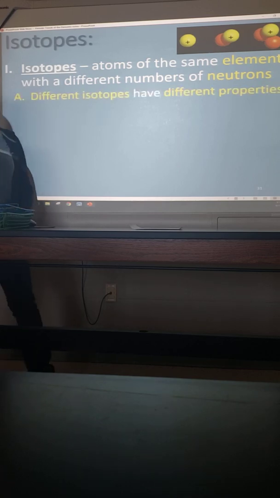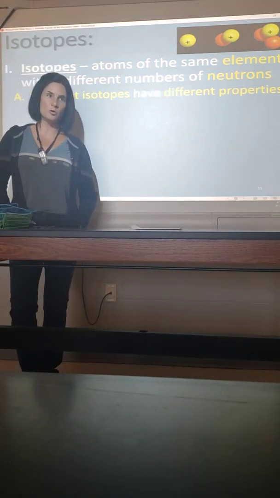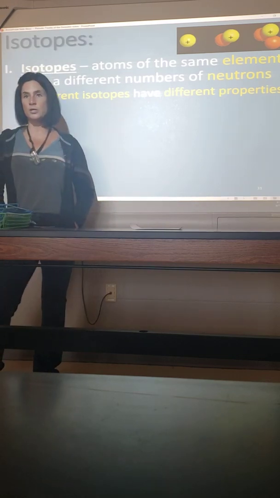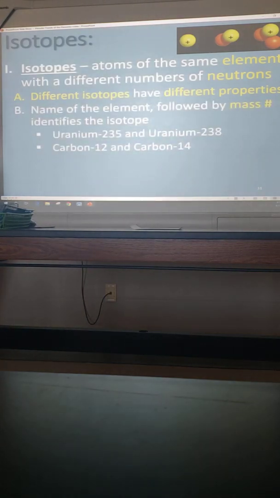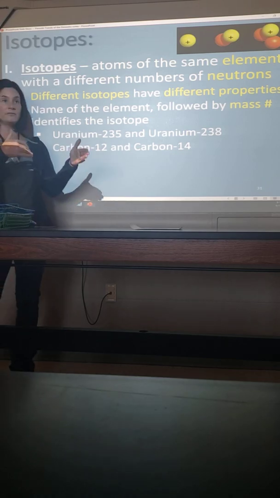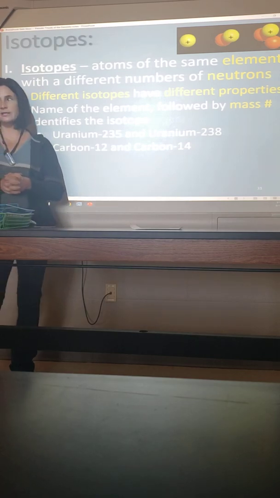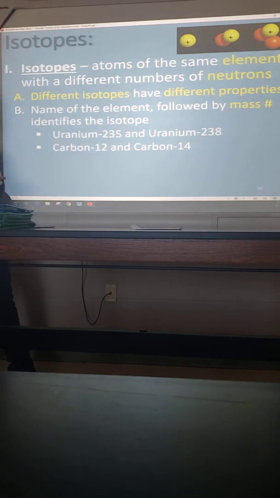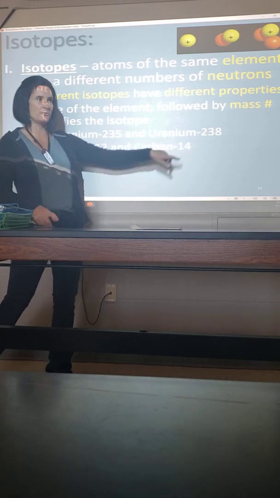So different isotopes actually have different properties. So carbon 12, which is the normal carbon, and carbon 14 are slightly different. They're still carbon because they have 6 protons, but they react differently chemically and they kind of behave differently. So the name of the element is followed by the mass number. So carbon 12 is the normal, and carbon 14, saying that, we know that we're talking about an isotope. So uranium-235 and uranium-238. This is the isotope version, this is the isotope version of carbon.